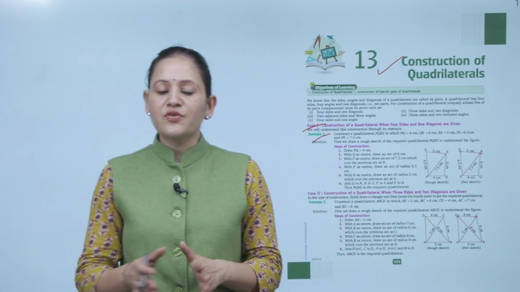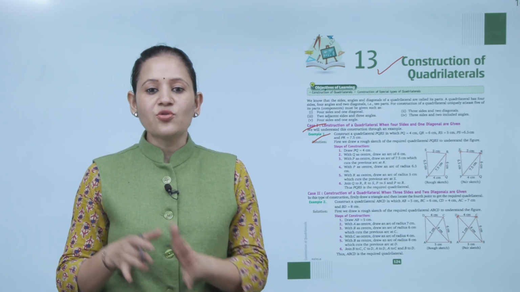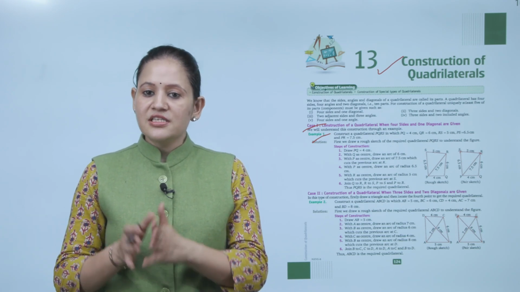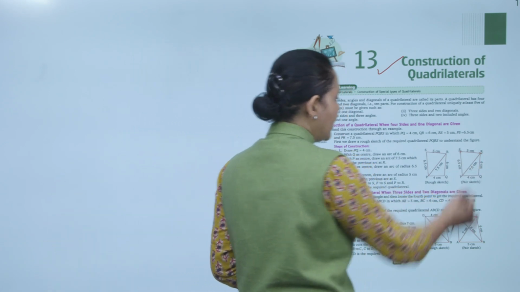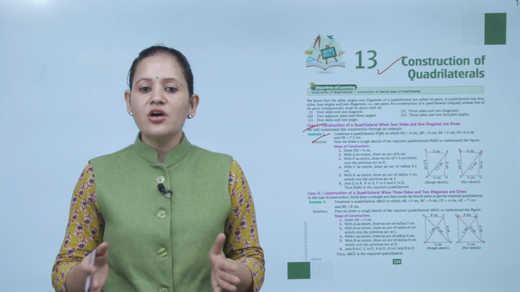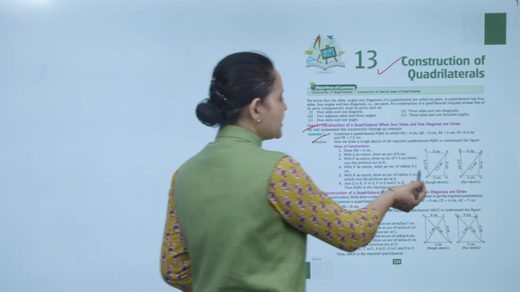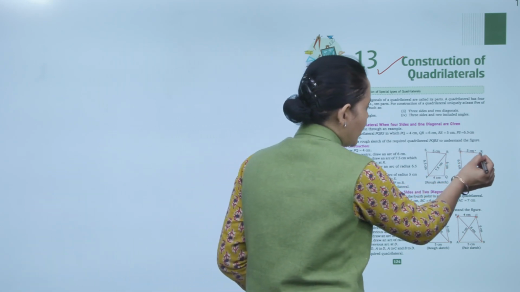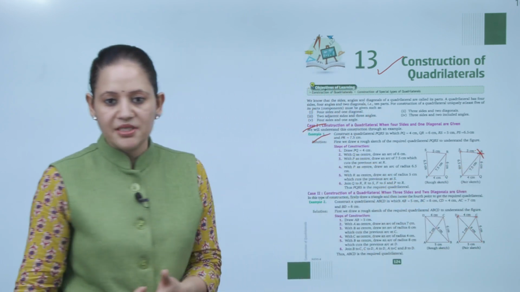So, first what will we do? First we will draw the base PQ 4 cm. Then we will take Q as a center and draw an arc of 6 cm. Clear? Then P as a center, draw an arc of 7.5 cm. First from Q, then P as a center 7.5 cm.